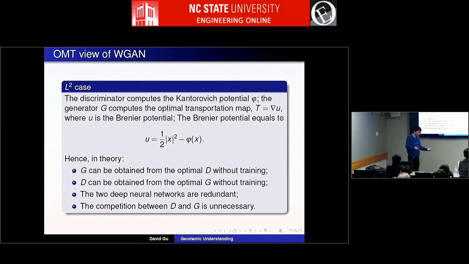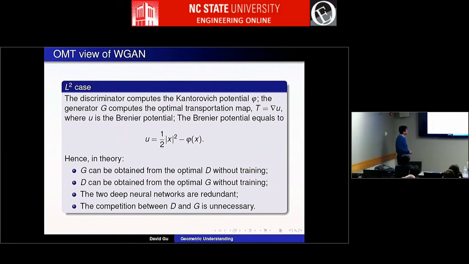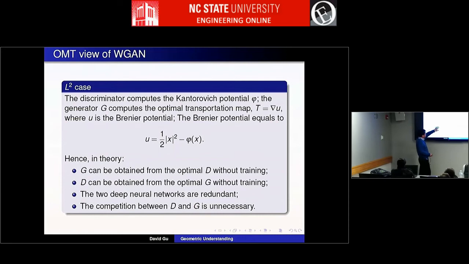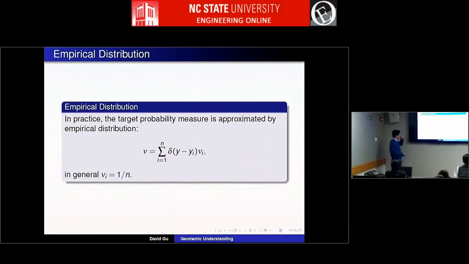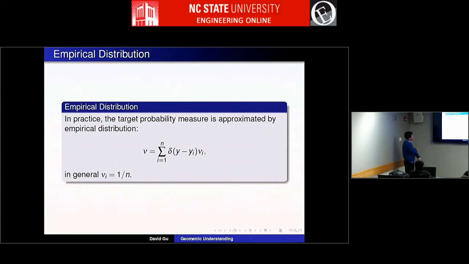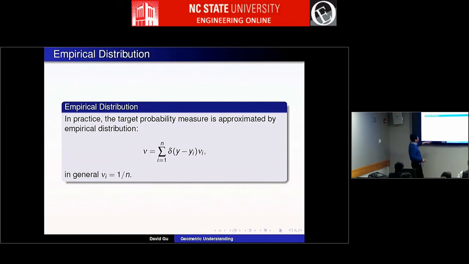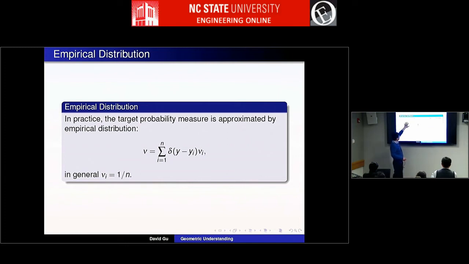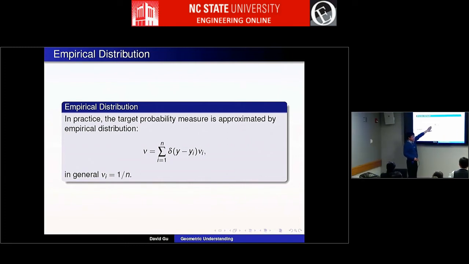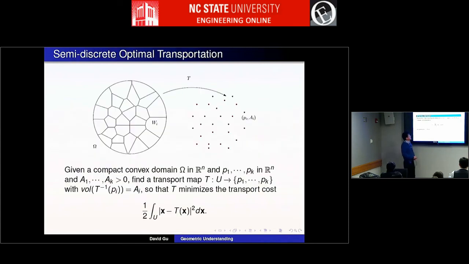But from a computational point of view, it's different. So this theory could be utilized to improve the efficiency of the GAN model. That is one major point. In reality, suppose we have a lot of examples, y_i. For each data sample, we get a delta function, which gives you the empirical distribution. This will be the target distribution we try to learn.